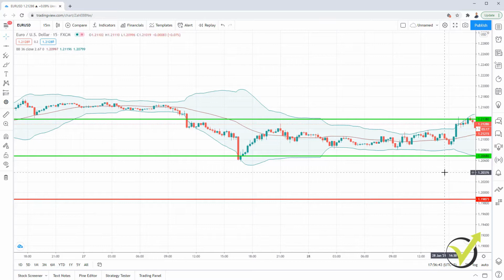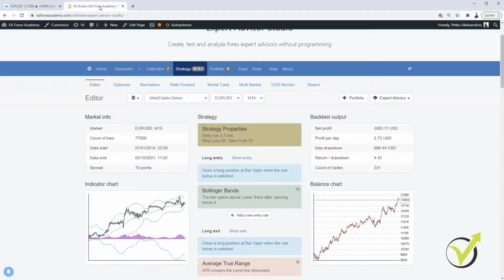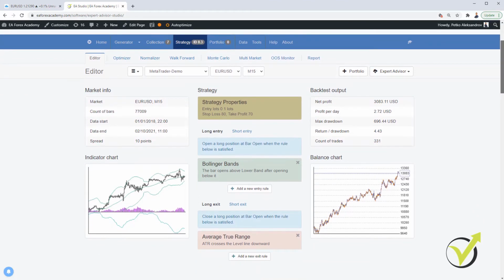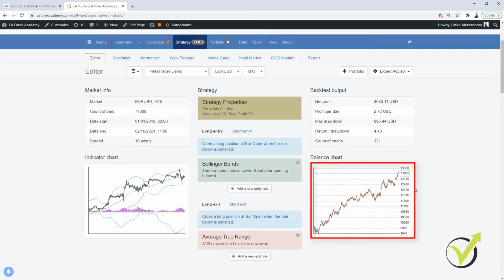Well, the thing is that these parameters with the Bollinger Bands and take profit, the stop loss, they were backtested, and I've been using software called EA Studio, which proves that these parameters, stop loss, take profit, Bollinger Bands, with the parameters of 36 and standard deviation of 2.67, give us a fantastic balance chart.